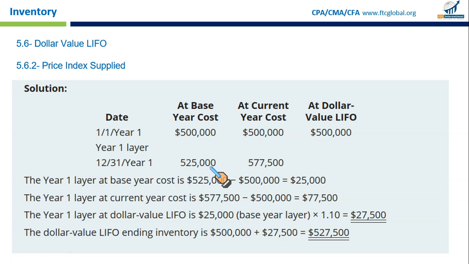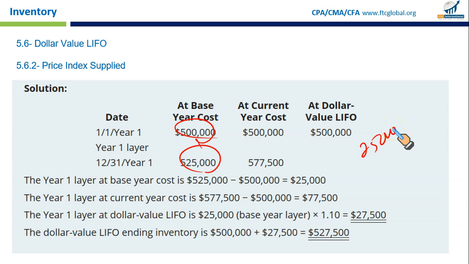First, what you should do, determine the layer added at base year cost. How do you do that? Base year cost of inventory at the end of the year is $525,000. It is higher than the beginning inventory figure, so indicating a layer has been added, $25,000, right? This is the first step.